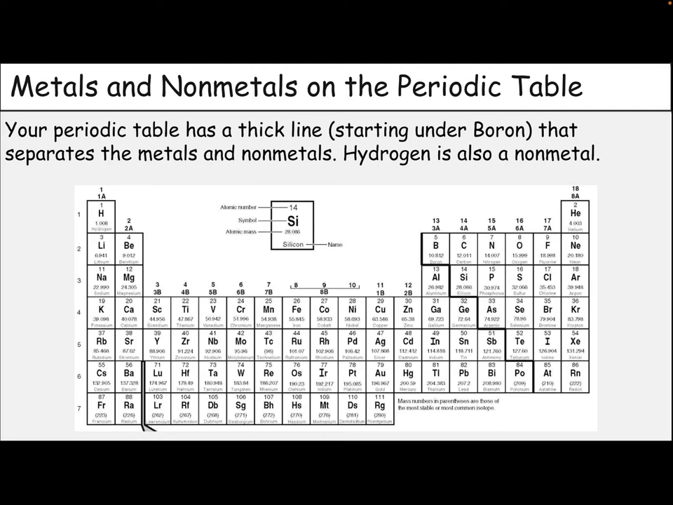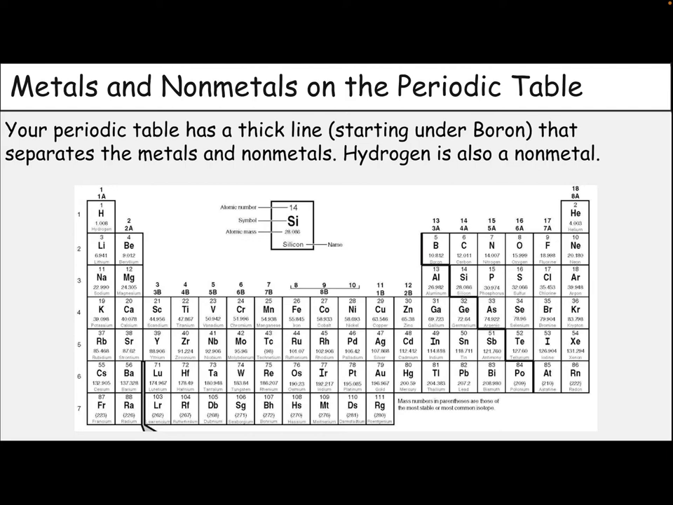So if you look at that thick line, everything to the right of that line are the nonmetals. And everything to the left of that line are the metals of the periodic table. Also remember that hydrogen is a non-metal. Don't get confused that because hydrogen is on the left-hand side, that it's a metal. It is a non-metal, okay?